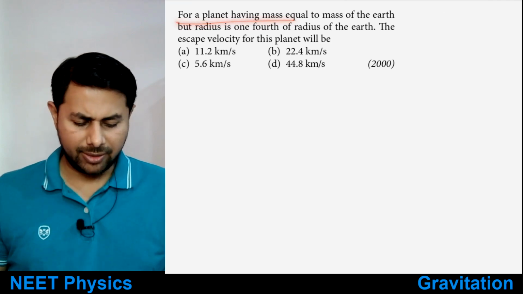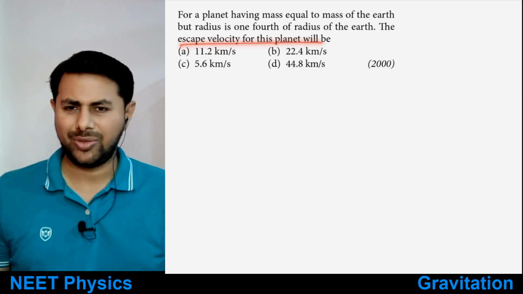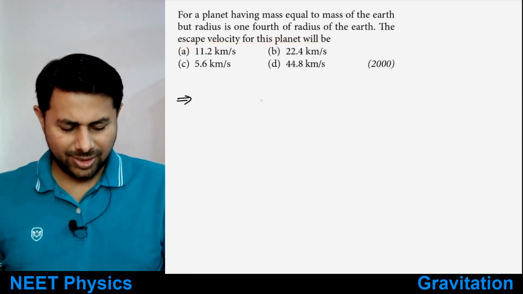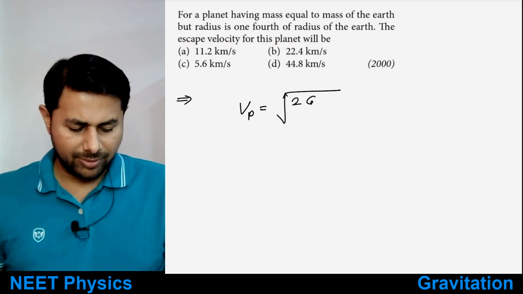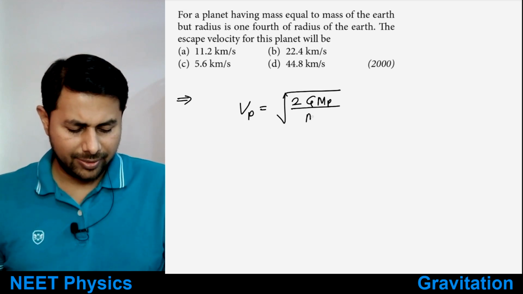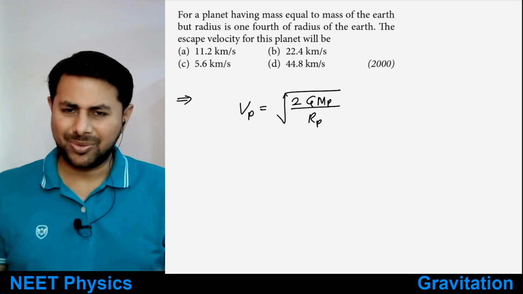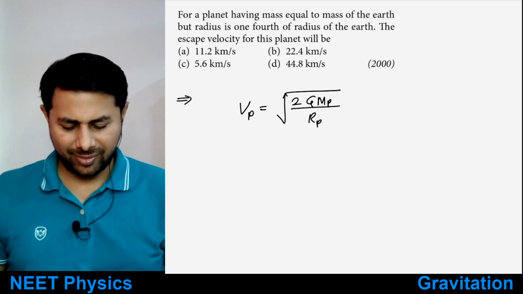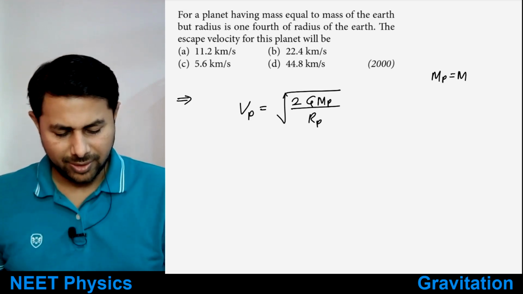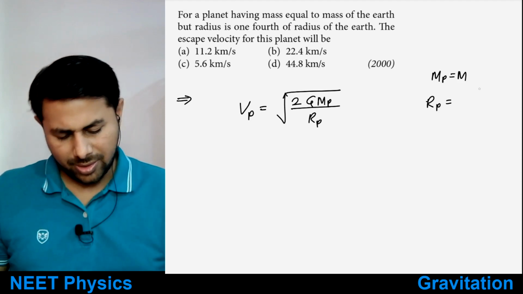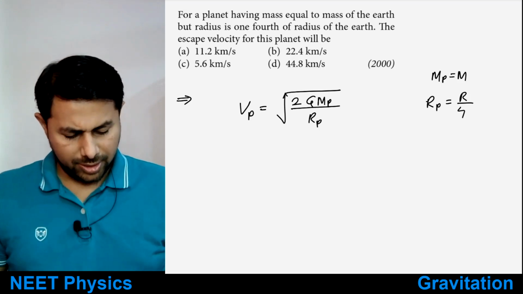For a planet having mass equal to mass of Earth but radius equal to 1/4 of radius of Earth, the escape velocity of the planet will be? Okay, so this is simple. Escape velocity for the planet would be just equal to square root of 2 times G into mass of planet divided by radius of the planet. Square root of 2GM over r. This is the formula. Mass of planet is just equal to mass of Earth. This is given. Radius of the planet is equal to 1/4 the radius of Earth, so that is r by 4. Just put it over here.